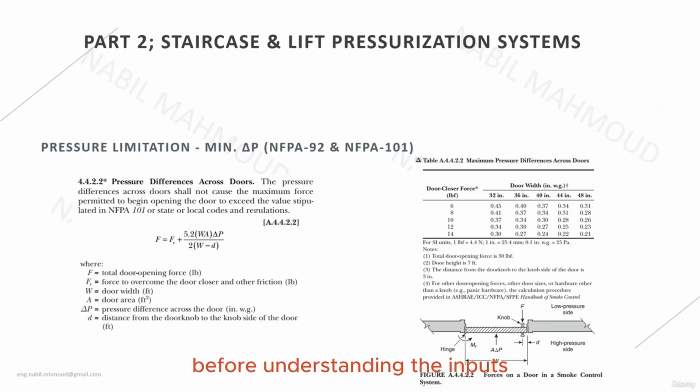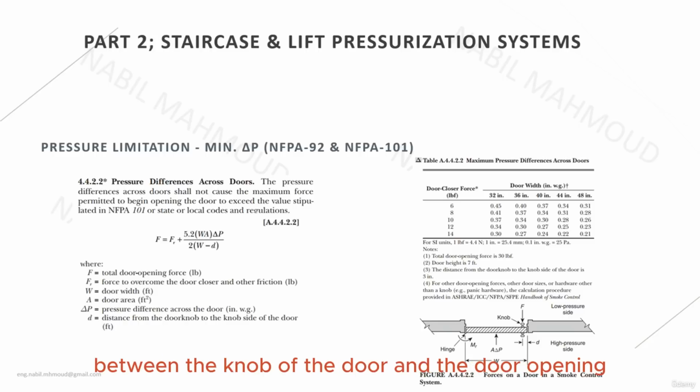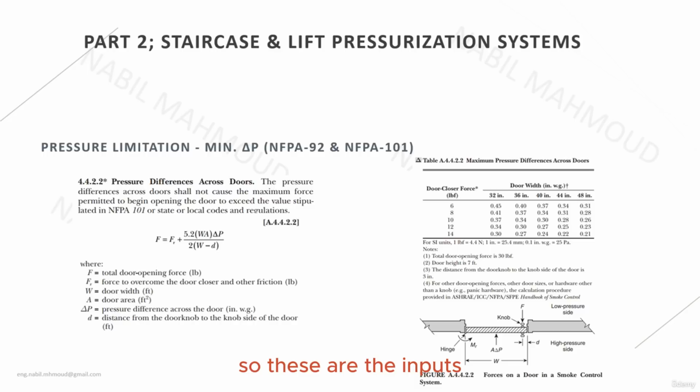First of all, before understanding the inputs, you need to look at the figure on the bottom right side of the screen. This figure gives you the width of the door, the force direction, and the force location, and it gives you the distance between the knob of the door and the door opening. So these are the inputs that you are going to use in the equation, along with the inputs from the table above. So back to the equation, we can see that F equals Fr plus these terms.